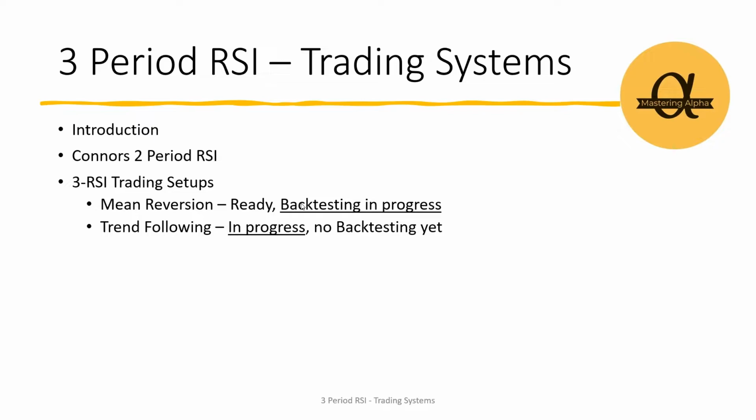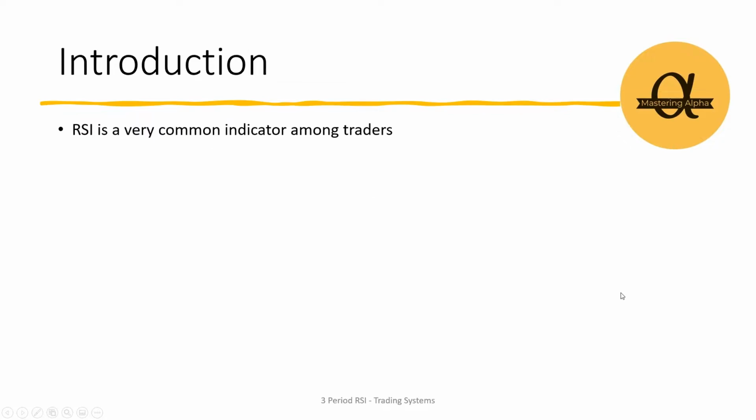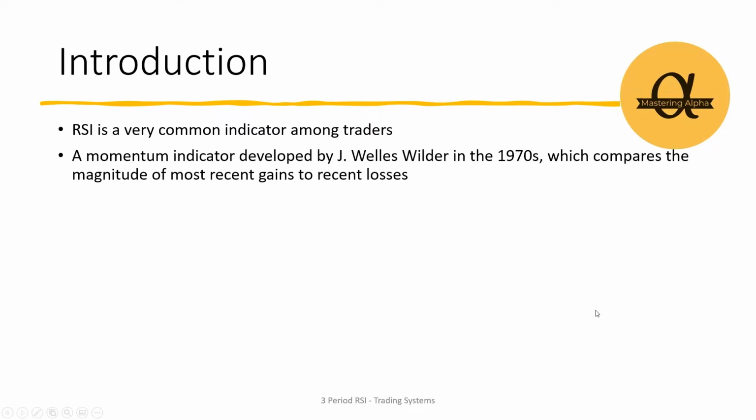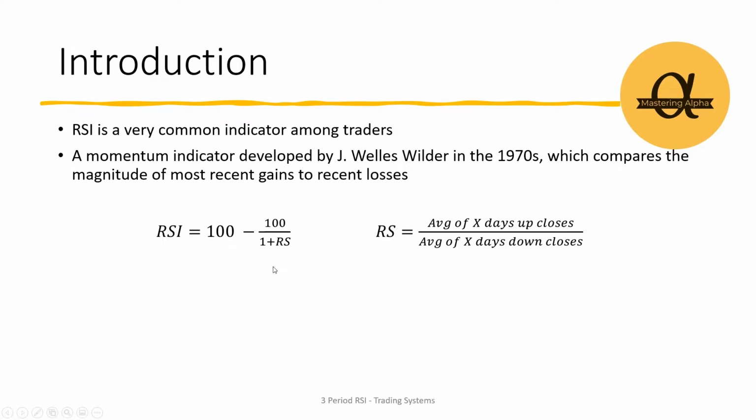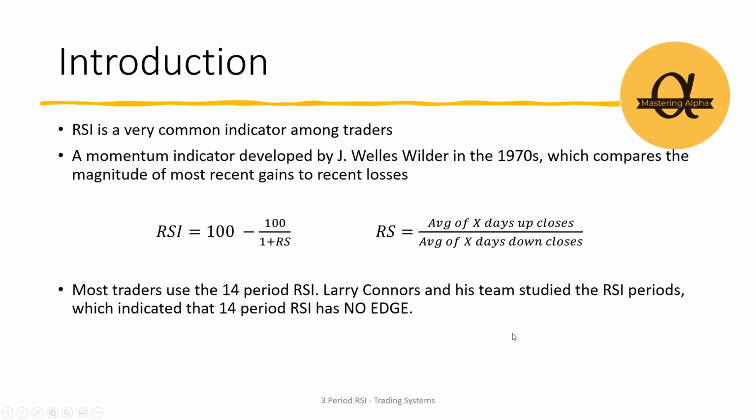So RSI is a very common indicator, right? A lot of retail investors use it. A lot of professional investors also use it, but everyone uses it differently. That's what makes these indicators unique. This is a momentum indicator that was developed in the 1970s, and it compares the magnitude of recent gains versus losses. If you choose a 14-period RSI, which is the most common RSI period, then for the last 14 days, RSI is going to average how many days it was up and how many days it was down, and then take that ratio in a certain mathematical formula, right?